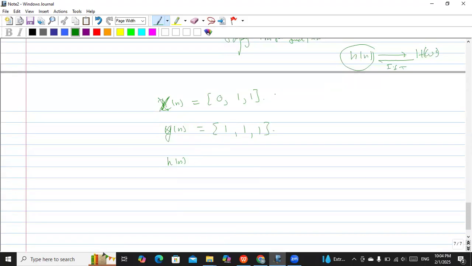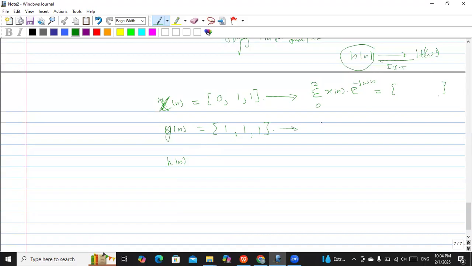Then what you need to do? You need to apply the Fourier transform to this. That is very simple. You need to apply the sum from 0 to 2 of xn e to the power minus j omega n. Then you can expand this, so you can have a value here. Then you can find yn.